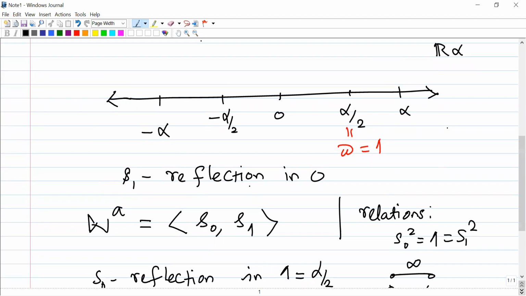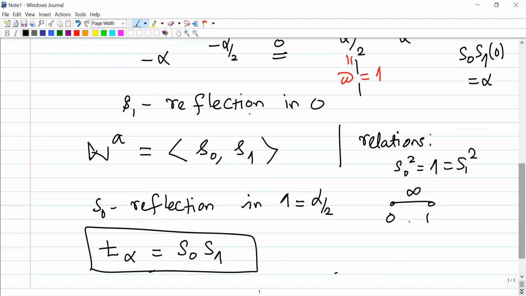If I apply this S naught S1, where will 0 go? 0 will be fixed by S1. And then what S naught does, because S naught is reflection with respect to this alpha by 2, this 0 will be mapped to this alpha. So S naught of 0 will be alpha. It's not difficult to work it out in detail. So you can prove that T alpha is exactly equal to S naught S1. And clearly this S naught S1 has infinite order, because you can take any power of that, and it will never become identity.